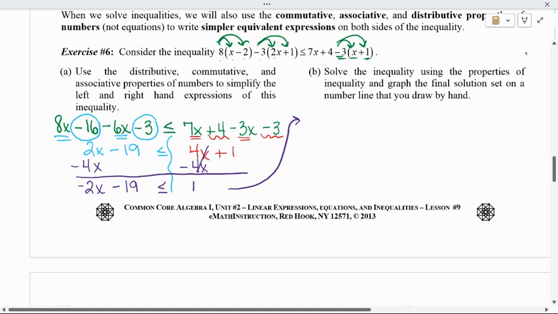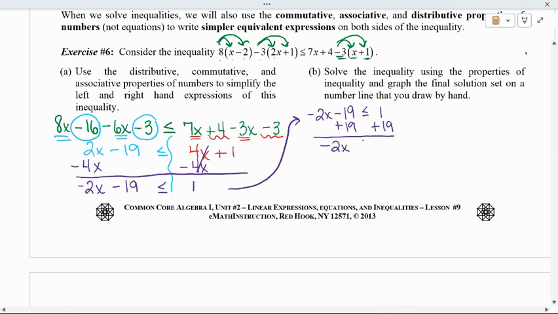What do you want to do next, Kylie? If I have negative 2x minus 19 is less than or equal to 1, you're trying to solve this inequality. What would you move away to get x all by itself? What's on the same side of the inequality as the x term that you can move away? It's negative, right? So what's the opposite of a negative? Good job. So we're going to add 19 to both sides. So negative 2x is less than or equal to 20.